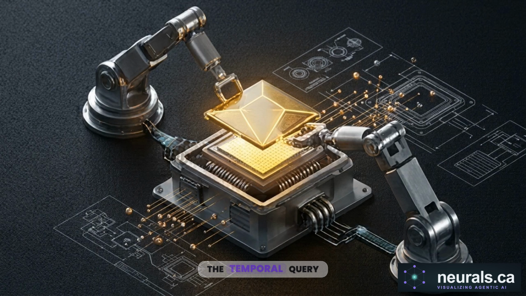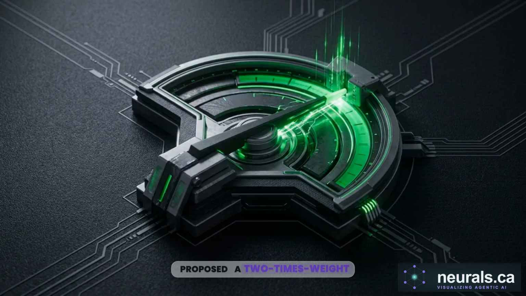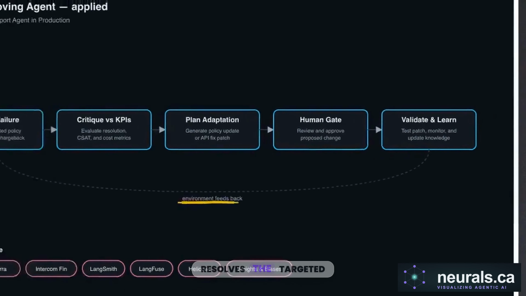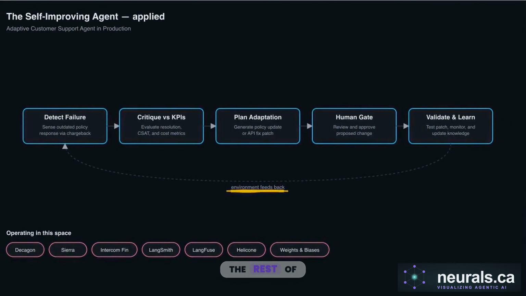For the temporal query bug, the planner synthesized 300 failures and generated a precise fix. It proposed a 2x weight adjustment to boost the recency score of documents anytime the user included a temporal marker. The adaptation moves to the final Validate and Learn node. Here, the system tests the recency boost against held-out evaluation data, ensuring the patch resolves the targeted issue without breaking the rest of the retriever.